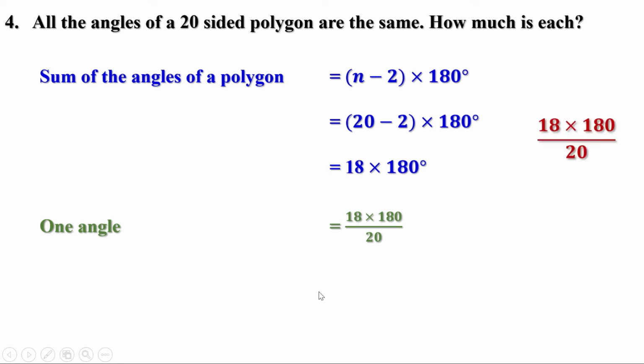Let us simplify it. A 10 from both numerator and denominator can be cancelled. Now 18 divided by 2 is 9. Now 18 into 9 remains. 18 into 9 is 162. That means one angle of this polygon is 162 degrees, and all the angles of this polygon are the same. Therefore, they are all 162 degrees.